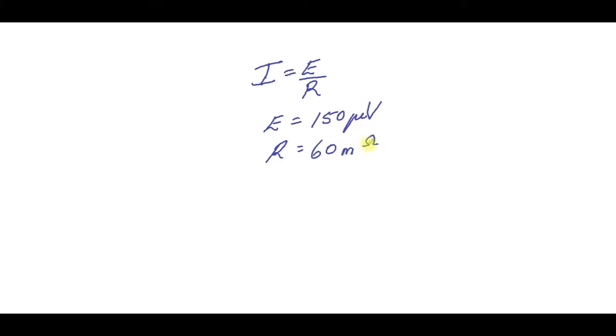Now 150 microvolts, the exponent for micro is 10 to the minus 6. So we have to somehow tell the calculator that this 150 that we're entering is actually microvolts, and we're going to enter 60 milliohms, and milli is 10 to the minus 3. So we have to tell the calculator somehow that this 60 is not 60 ohms, it's 60 milliohms, and this 150 is not 150 volts, it's 150 microvolts.